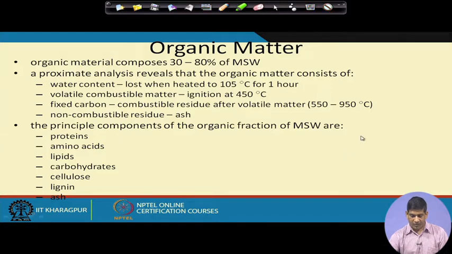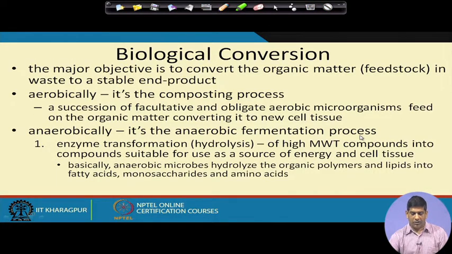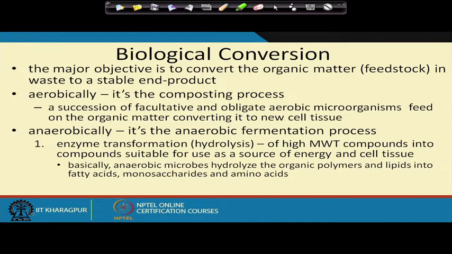Now, in terms of biological conversion, the major objective is to convert the organic matter in waste to a stable end product. It can be done aerobically, which is a composting process where we have a succession of facultative and obligate aerobic microorganisms. They feed on the organic matter, converting it into new cell tissue. They reproduce and produce more and more microorganisms.